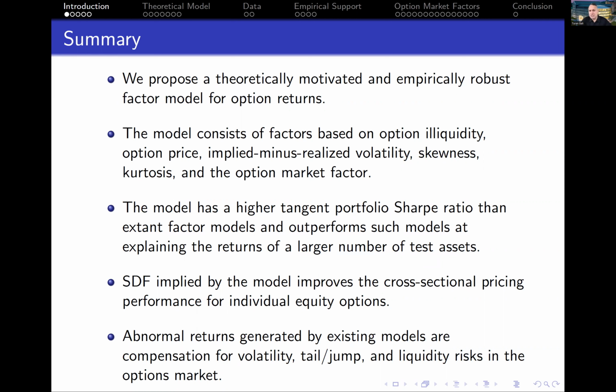test assets. We have a total of 128 test assets constructed with option and stock characteristics. And we test the reduction in absolute alpha on these test assets. And we show that absolute alpha on these test assets is significantly reduced by our factor model.